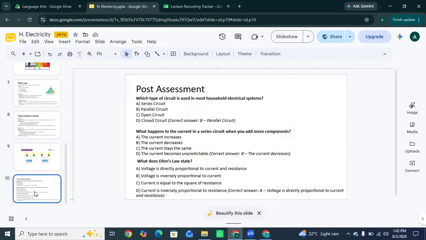Post assessment. Which type of circuit is used in most household electrical systems? Parallel circuit, because turning off one device does not turn off everything else in the house. What happens to the current in a series circuit when you add more components? The current decreases.